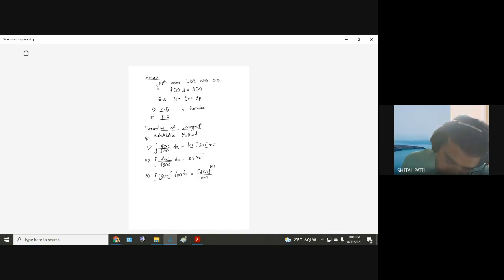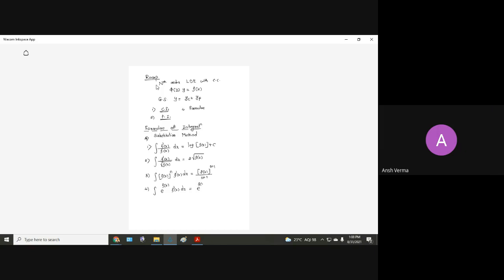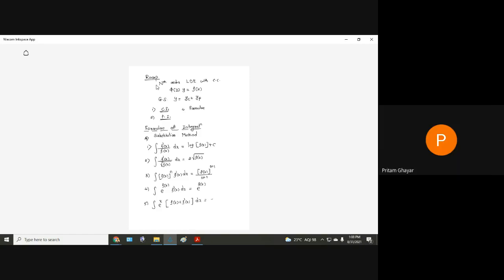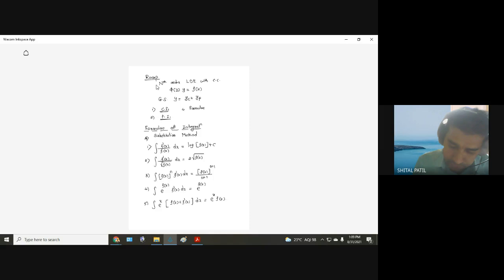Okay. Then the fourth formula, e raised to f of x, f dash of x dx. Important formula. What is the integration? e raised to f of x. Yes. Fifth formula, e raised to x, f of x plus f dash of x. Yes. Who remembers this formula? What is the integration? e raised to x into f of x. Very good. Absolutely. Then let me change the page. Let me write on the next page. So today is 31st.